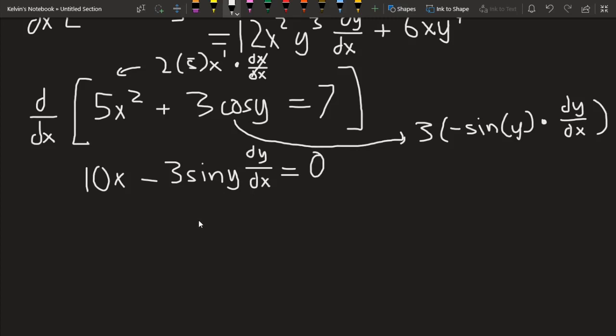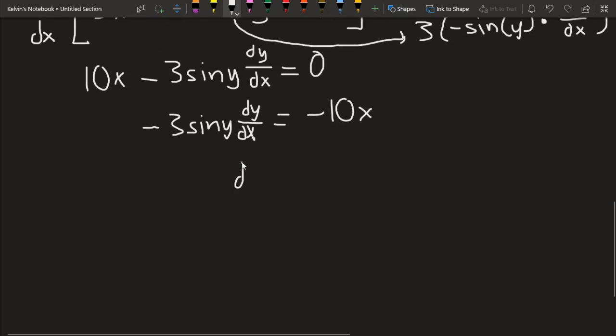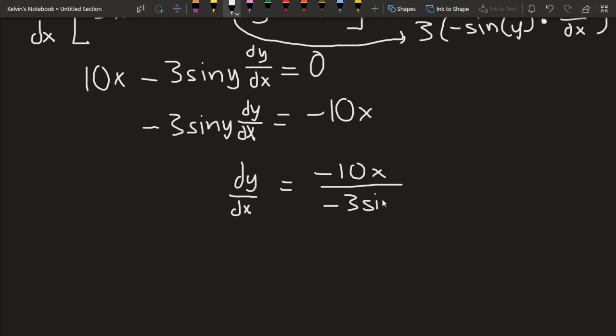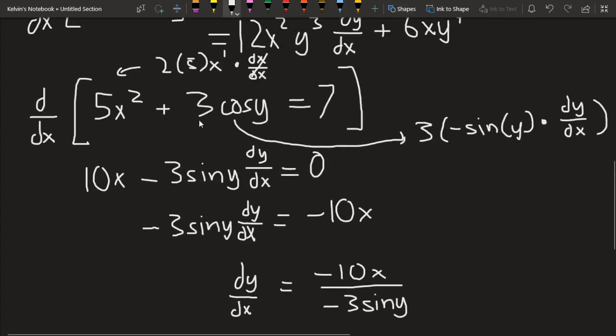In order to do that, we can first bring the 10x to the other side. So negative sine of y dy dx is equal to negative 10x. And then finally, this would just be equal to negative 10x over negative 3 sine of y. So that's how you find the derivative of 5x squared plus 3 cosine of y equals 7.